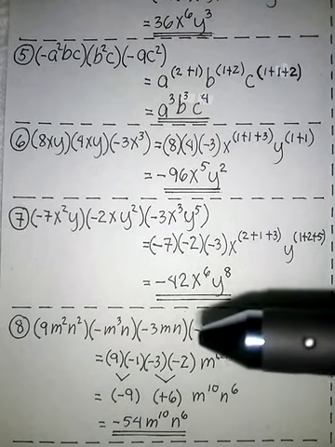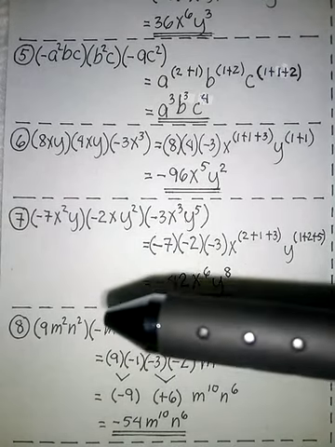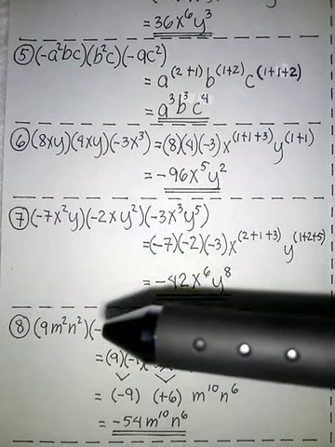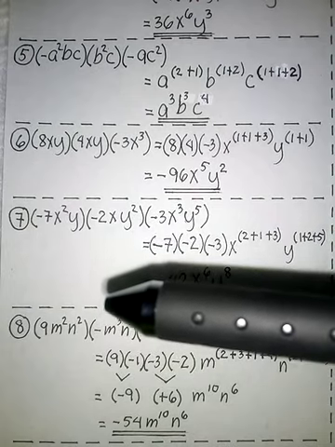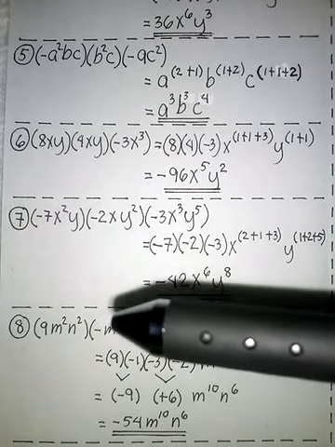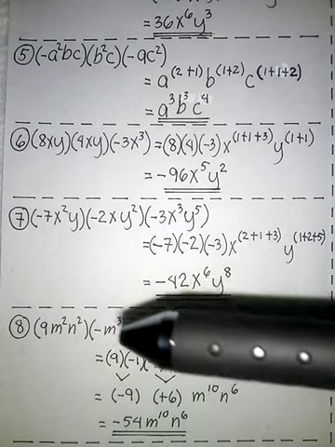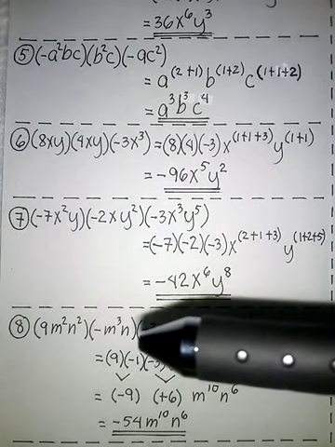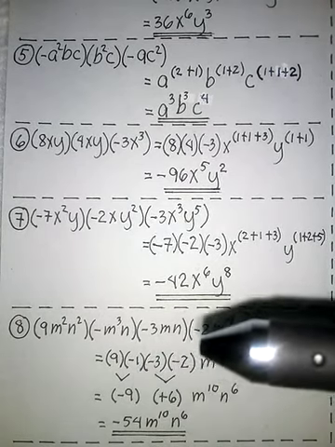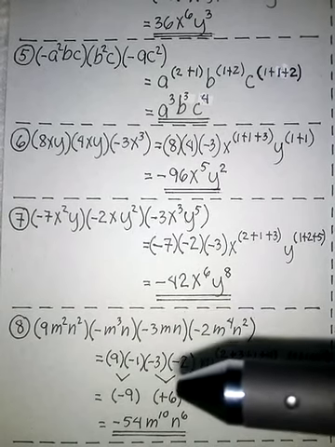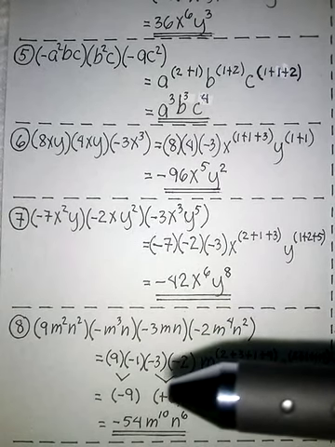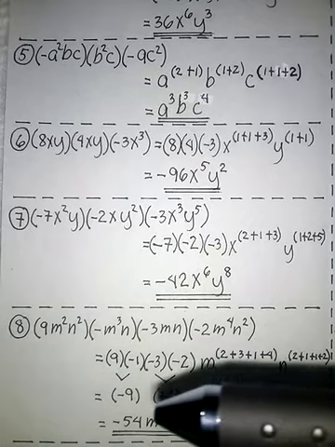Okay. We have to multiply 9 times 1. If you don't have any coefficient, it means the coefficient is 1, including the sign. So, we have to multiply 9 times negative 1 is negative 9. Negative 3 times negative 2 is positive 6. And negative 9 times 6 is negative 54.